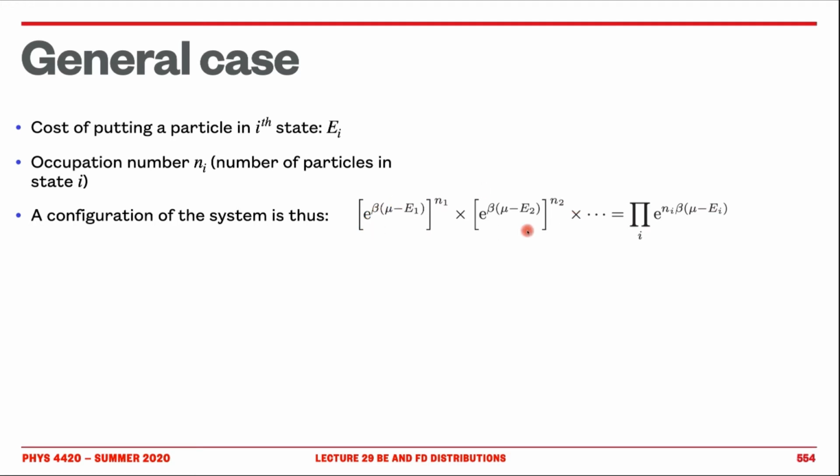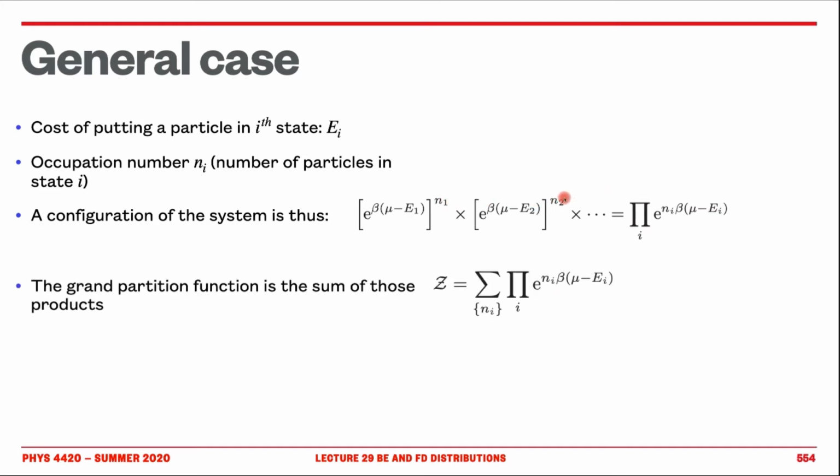This particular configuration, a specific configuration with fixed N1, N2, and so on, is going to be simply the product of all those exponentials with Ni coming here in the argument. Now, of course, this is only one specific configuration. We should consider all configurations with all possible values of N1, N2, and N3. So in other words, the grand partition function would be the sum of those products.